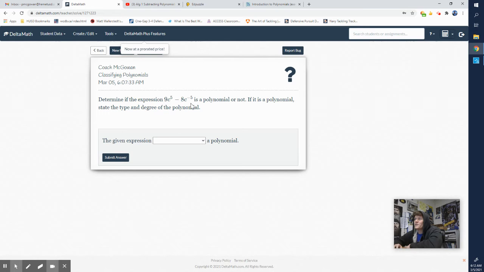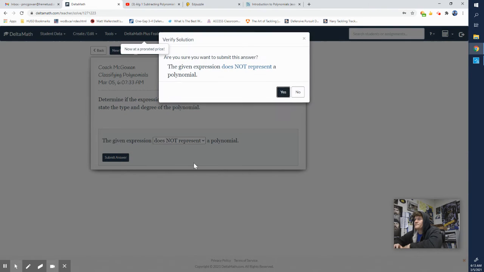Looking at this one here, I have 9c to the 5th power minus 8c to the negative 5th power. Is this a polynomial, yes or no? Positive exponent, so it could be... negative exponent. Definitely not. Not a polynomial.